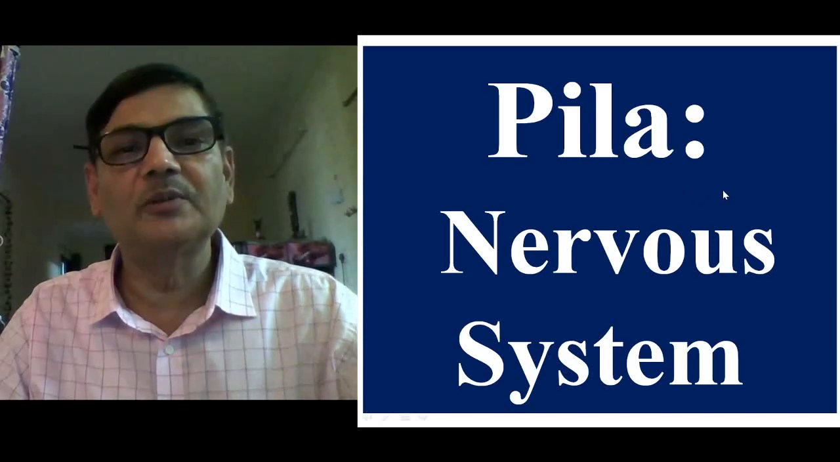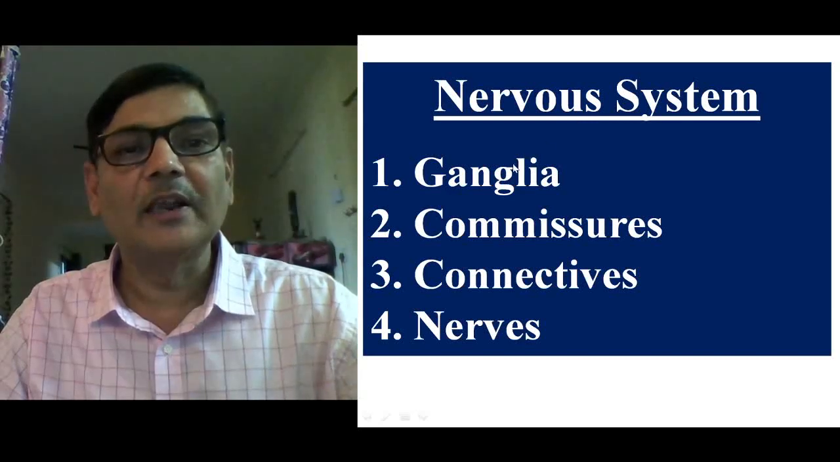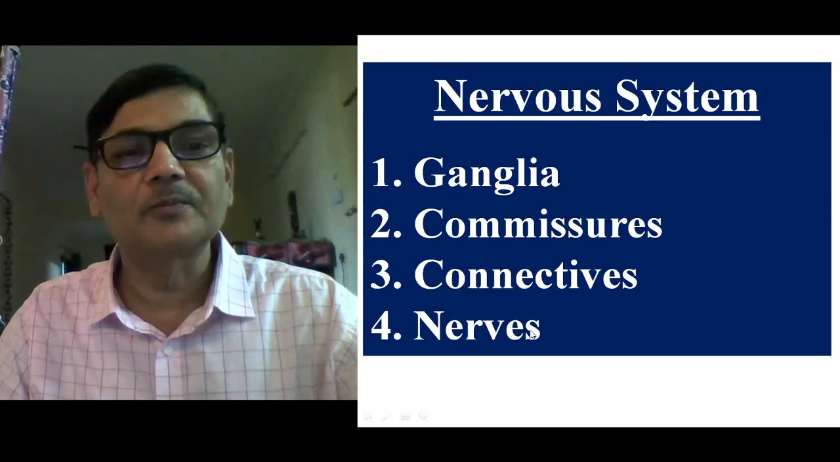external morphology of this animal, and also they observe organs of pallial complex, and they are able to dissect its nervous system. So the nervous system of Pila is actually made up of ganglia, commissures, connectives, and nerves.